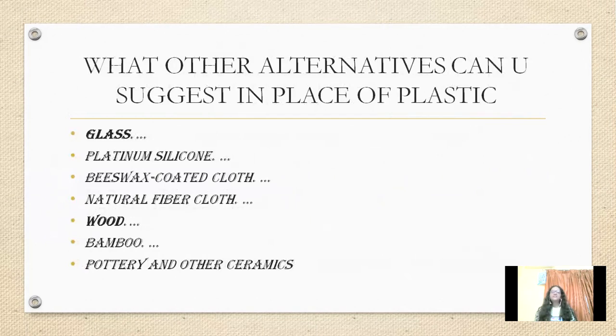What other alternatives can you suggest in place of plastic? Glass, platinum silicone, beeswax or coated cloth, natural fiber cloth, wood, bamboo, pottery and other ceramics, etc.